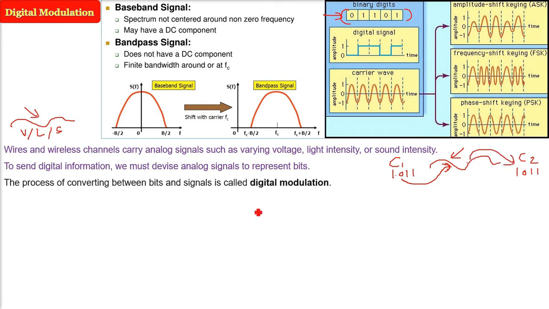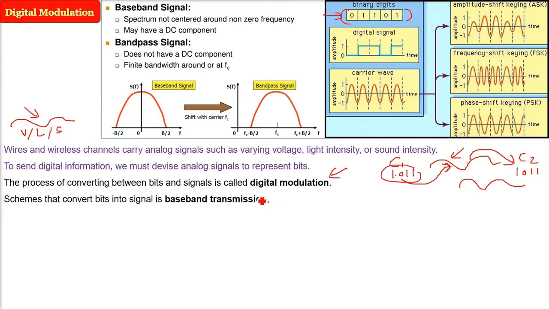So this exact process, the process of converting between these bits and signals, is called digital modulation. Let me tell you again. The process of converting the digital bits, binary digits, into signals is called digital modulation.